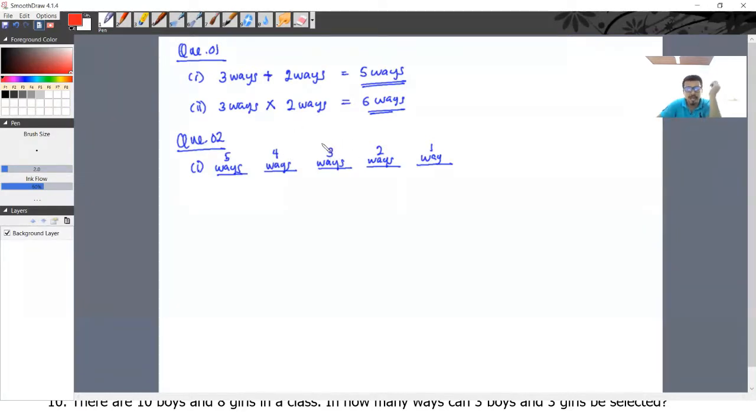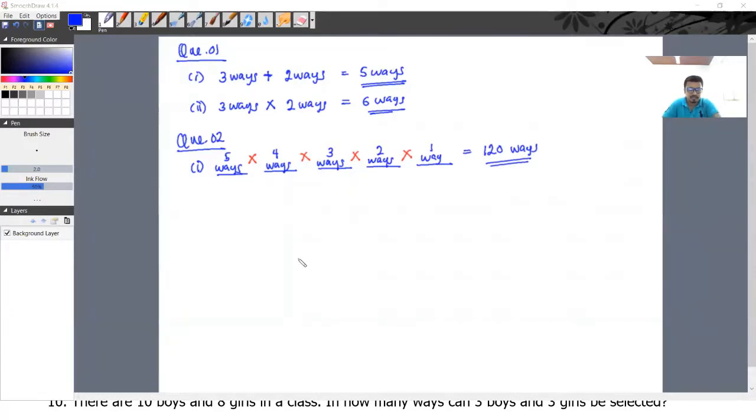So what do we use? The term and, or else the term or. What is the term we are using? We are using the term and. Right? We need to form a 5-digit number, so we are using the term and. If we are using the term and, it means we need to use multiplication. Right? Therefore, the final answer should be 5 into 4, 20, 20 into 3, 60, 60 into 2, 120 ways are there.